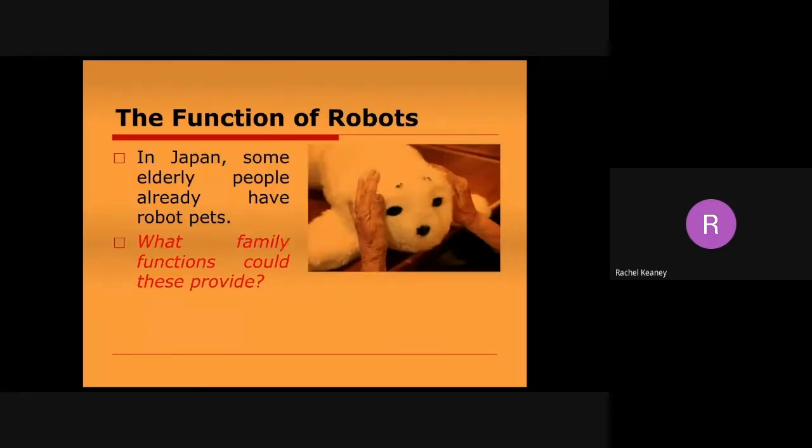Okay, so we're coming towards the end of the presentation. So just one thing to consider is that in Japan, some elderly people already have robot pets. So what family functions could these provide? Have a think about that, and we'll look at the chat.